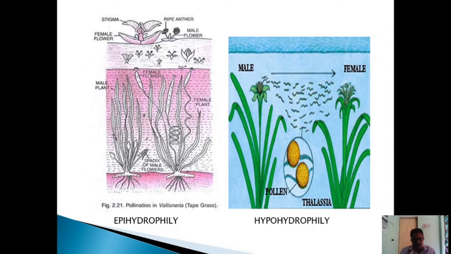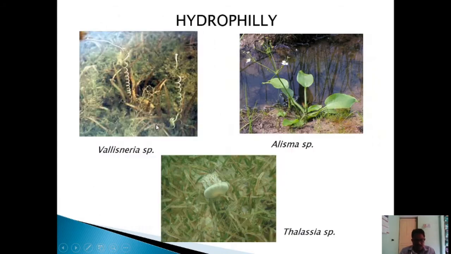Now this is in Vallisneria. Okay, Vallisneria. And there's one more example called Thalassia. Now where these anthers float on the water and the fertilization happens on the surface of the water, it is called epihydrophily. Now if it happens within the water, inside the water, it is called hypohydrophily. Epi means above and hypo means below. Now the hypohydrophily example is Thalassia, and the epihydrophily example is Vallisneria or the tape grass.